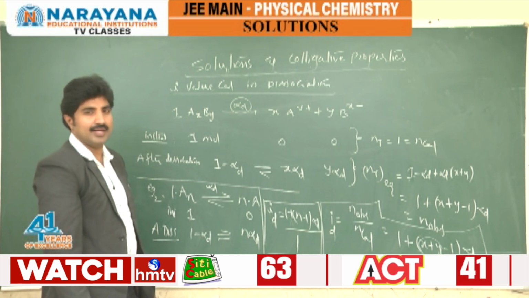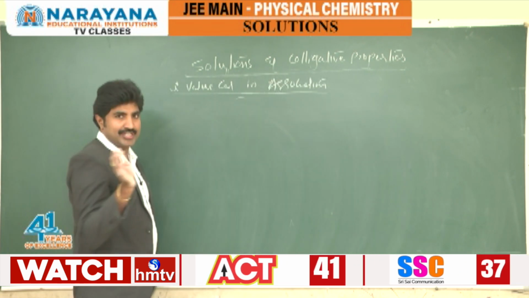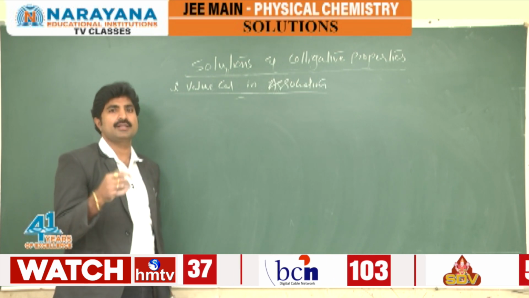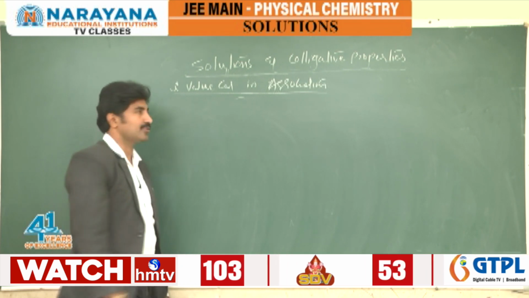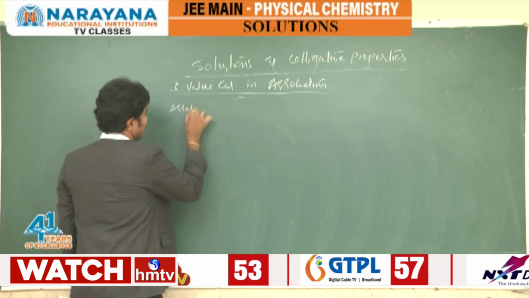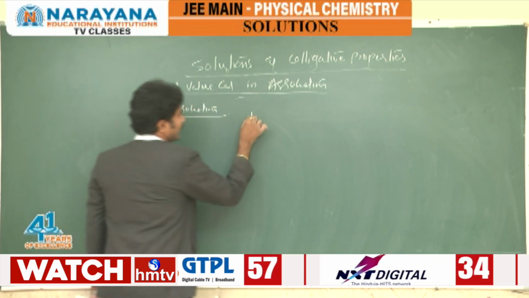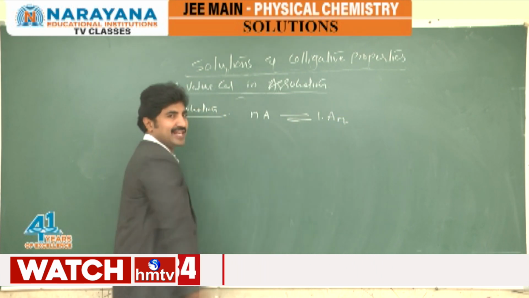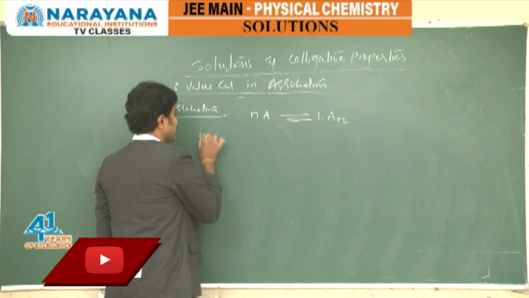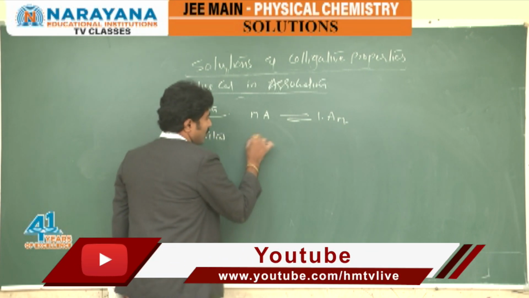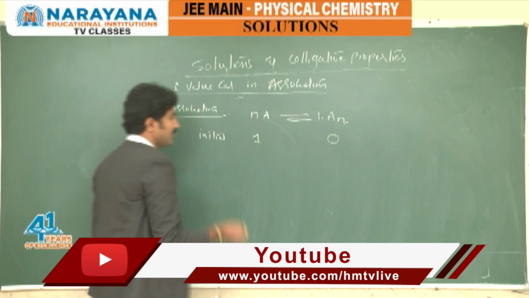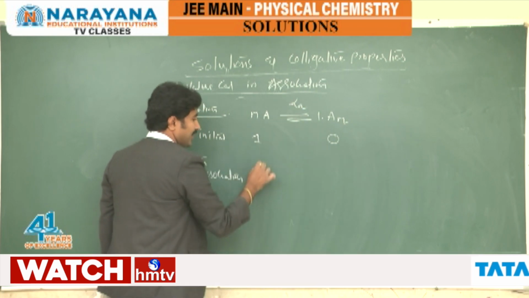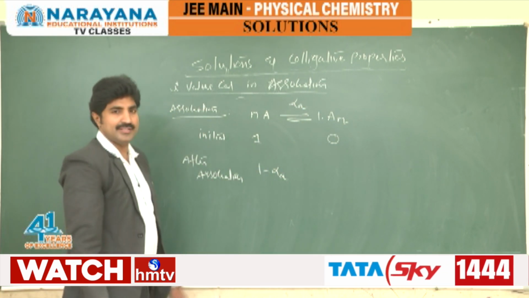Now see the i value calculation in association. In association, some solute particles come close and combine, giving a smaller number of solute particles. In association, if n number of reactant species A combine, the associated species A_n will be obtained. Initially I have taken 1 mole of reactant A and the product is 0. After association, if the degree of association is alpha A, 1 minus alpha A is obtained.